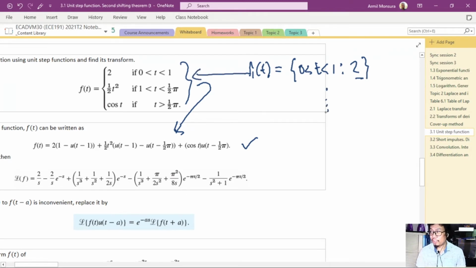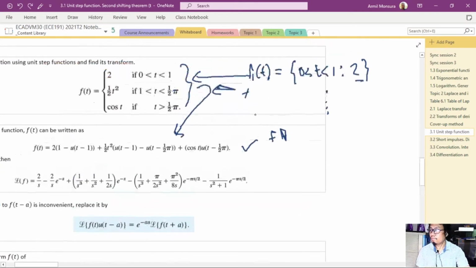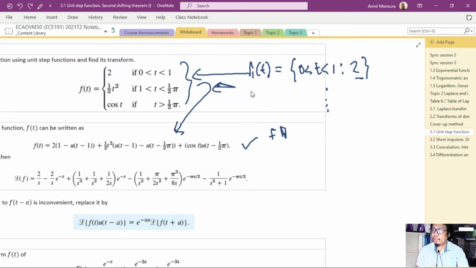And you can continue on. Then what you want to do is to add them, so produce the signal f of t. Say for example, this second interval is assigned to f2.